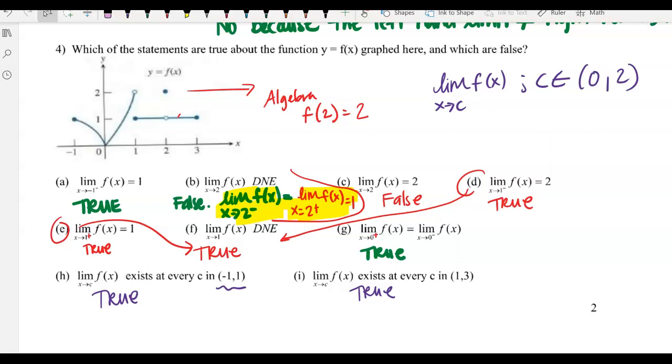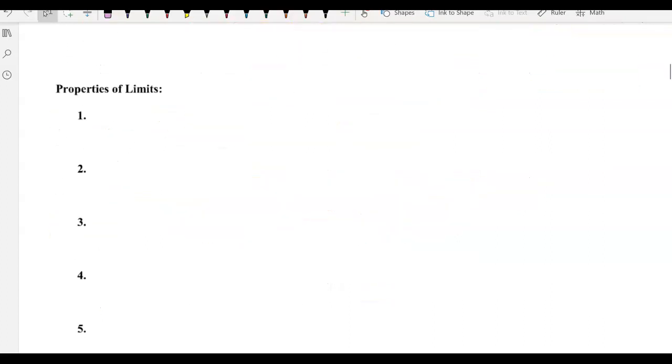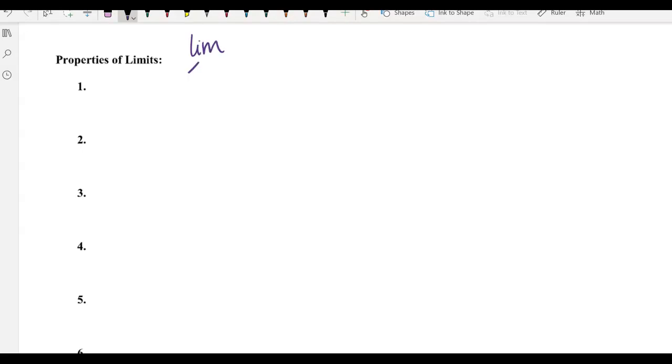All right, let's go to next page, properties of limits. So we have, as you can see here, a few properties. So we'll start with the limit as x approaches c of, let's give us a function f of x, and then let's say it equals L. And we're going to have another one, the limit as x approaches c of g of x equal to M.